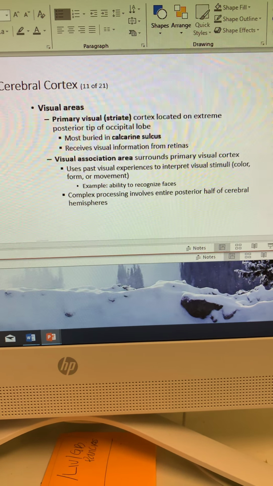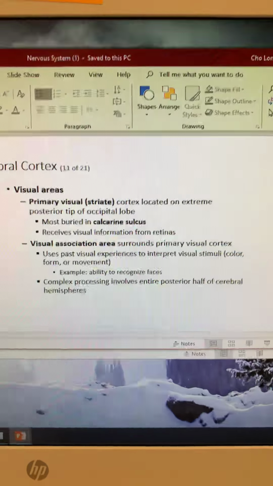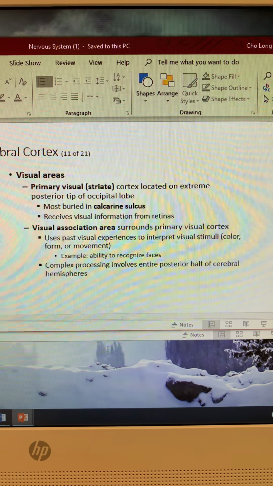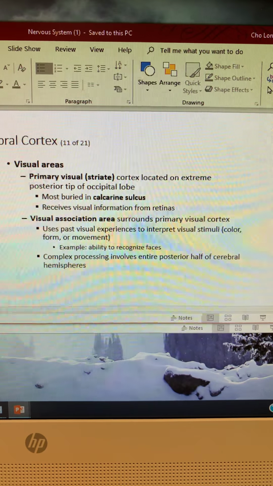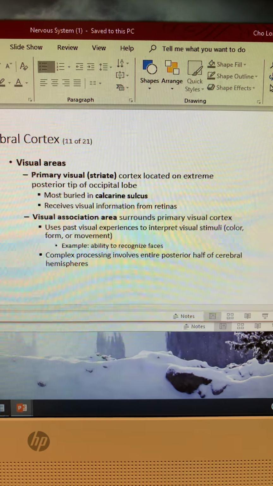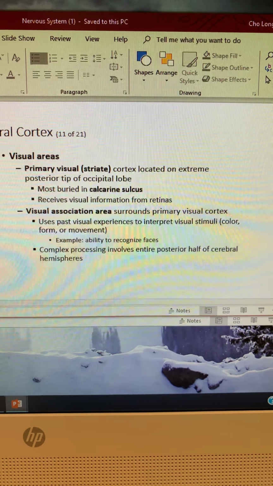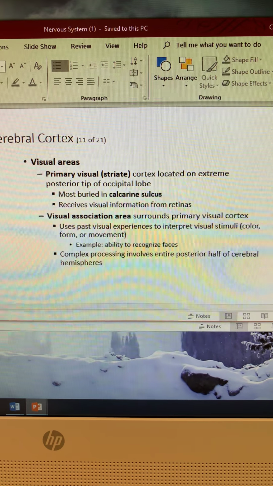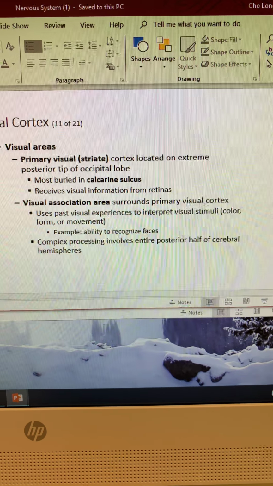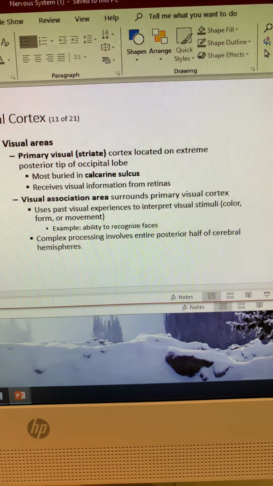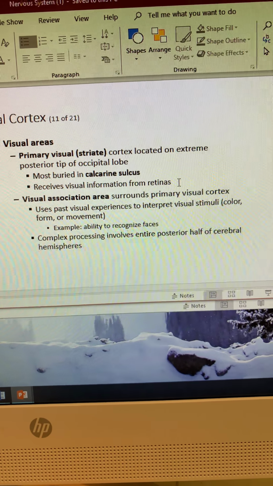Visual areas, of course, they're going to be called the primary visual area or cortex. It's on the very back of the occipital lobe. That's the most important piece that I would want you to know. It receives visual information from the retina.